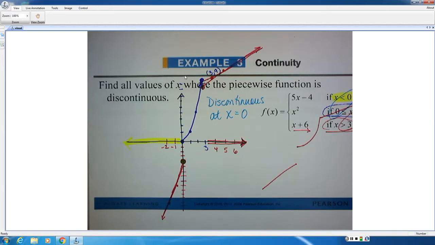Okay? But when we do the other rule change, it changes rules again at x equals 3. But the value of the second rule at x equals 3 is exactly the same as what we would have gotten if we plugged it into the third rule. So when you do your limit, you're coming together at a single value, which in this case is 9. Okay?